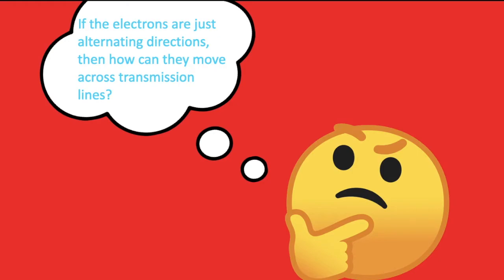So now you might be thinking, if the electrons are just alternating directions, then how can they move across the transmission line? This is a major misconception. The electrons don't need to travel across the transmission line, or they don't need to have any displacement. Rather, the electrons must be in motion. This motion is what we call electrical energy. This energy is going to be transferred between the electrons and flow across the transmission line, not the electrons. So it's this energy that's going to be flowing across, not the electrons.